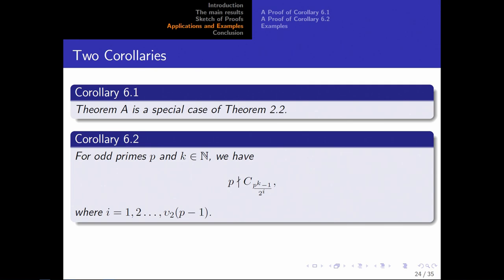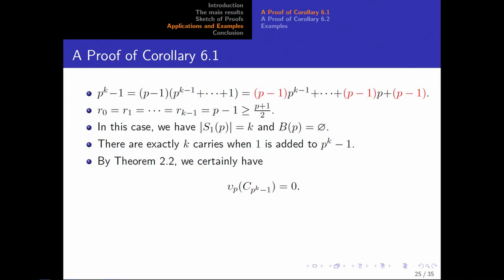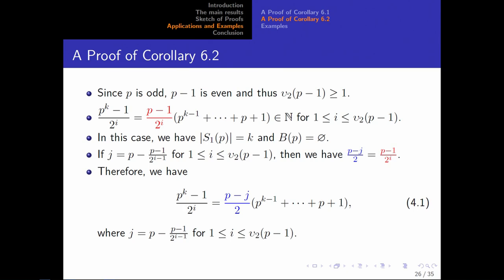By applying this new formula, we can show that theorem A is a special case of theorem 2, and we also have this class of Catalan number is indivisible by k. For corollary 6.1, we can know that the highest power of p dividing this class of Catalan number is 0 by applying theorem 2.2. In corollary 6.2, we know that the cardinality of S1p equals k, and Bp is an empty set. So we let j equal this number, and we can deduce this formula 4.1.